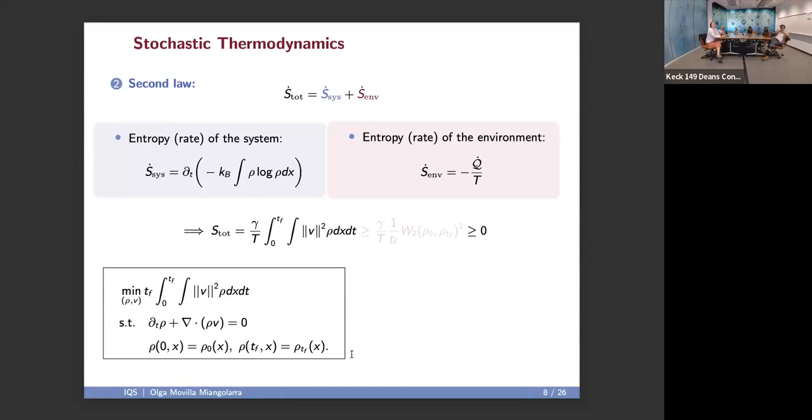But now we can go deeper. You say you want to minimize the total entropy. Is that right? Yes. Over what? What are we minimizing over? We're trying to find the optimal trajectory. We want to find the optimal rho as a function of time and the optimal velocity that achieves this rho and performs our thermodynamic transition, which for us means that we want to get from point A to point B, from rho_0 to rho_Tf.